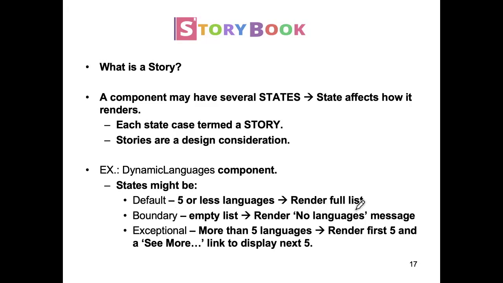So it's more informative to the user. The user may think that the component isn't working. And I've decided on a third story, which is if the list of languages is greater than 5, then my component should list the first 5 languages and also have a kind of button that allows the user to click on and paginate through the various languages in the array. So I've just arbitrarily decided these are the 3 stories or states that I have designed for my dynamic languages component.